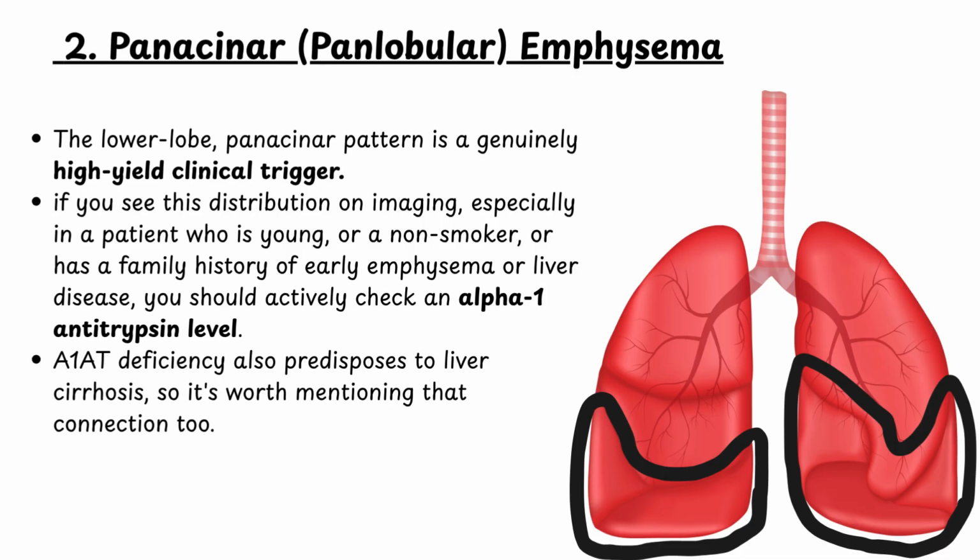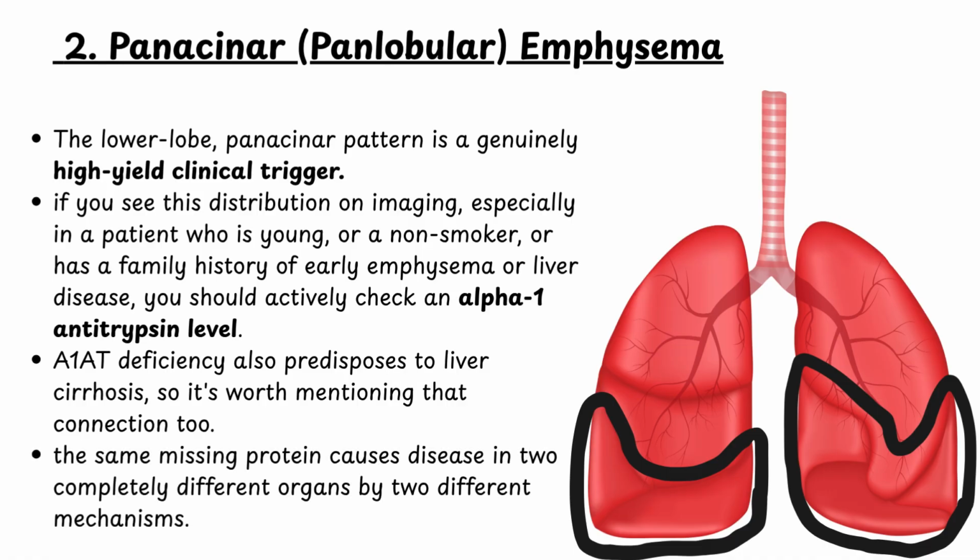Alpha-1 antitrypsin deficiency also predisposes to liver cirrhosis, so it's worth mentioning that connection too. The same missing protein causes disease in two completely different organs by two different mechanisms.